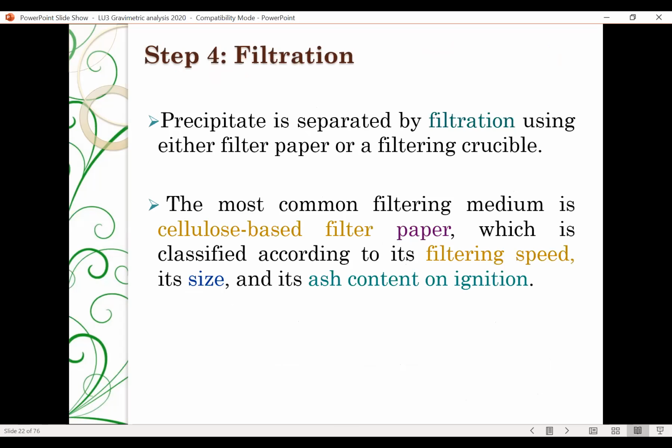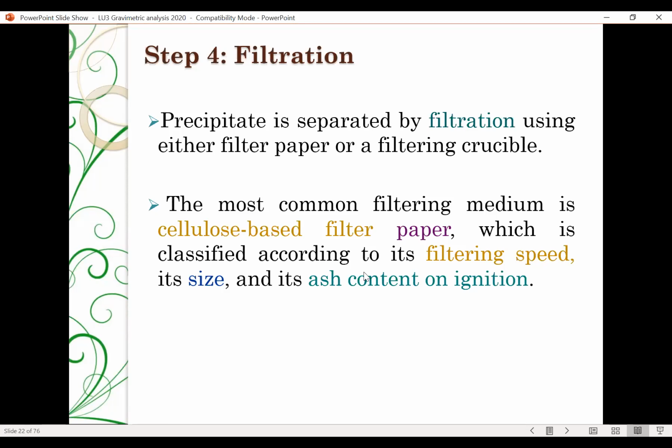Okay. After the digestion step, we have step 4, which is filtration. Filtration is passing your solution through a filter paper or filtering crucible so that anything retained on the filter paper is something that you can dry and weigh later. Okay, so the precipitate is separated by filtration using either filter paper or a filtering crucible.